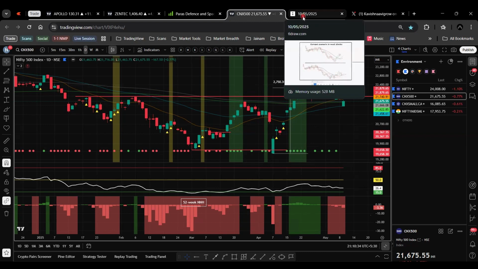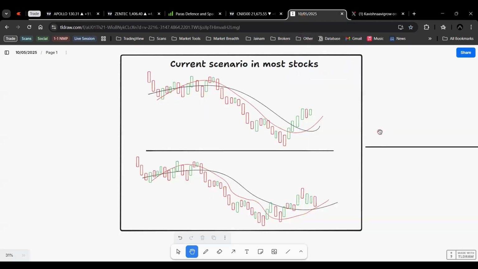Now coming to the structures. See, this is what we are seeing right now. This is the current scenario in most of the stocks. So just imagine this is the weekly chart of a stock. These two are the weekly charts. So we have seen a good downtrend in individual stocks. Most of the stocks are down 30-40% from the peak. Many stocks are. So if we are just scanning for stocks in the 25% range of 52-week high, most of the structures would look like this.